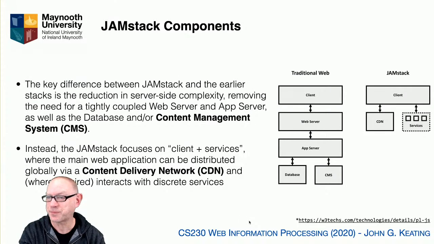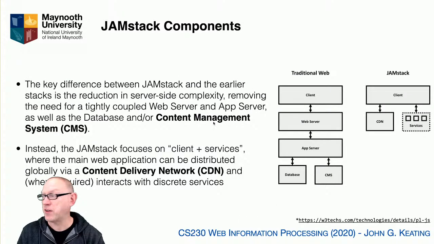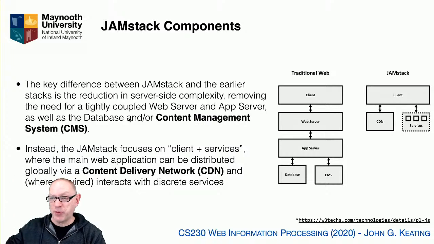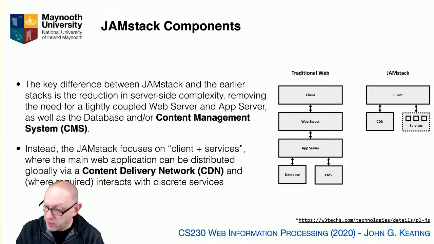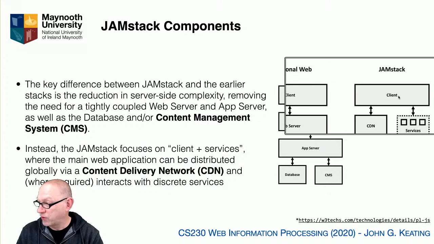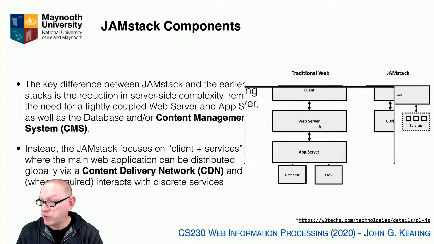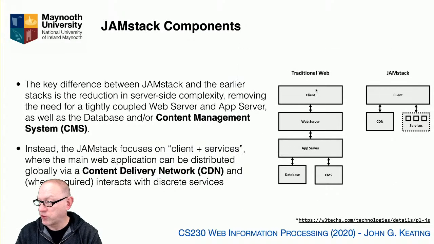and different from MEAN. So the key difference between JAMstack then really and the earlier one is the reduction in the server-side complexity, removing the need for a tightly coupled web server and app server, as well as the database or some content management system. It tries to remove a lot of that stuff. So JAMstack focuses on the client and services. The main web application can be distributed globally via a content delivery network, and where required, interacts with discrete services. So we would have this structure on the right rather than this traditional type 1, which would still be web, LAMP, or MEAN kind of structure.